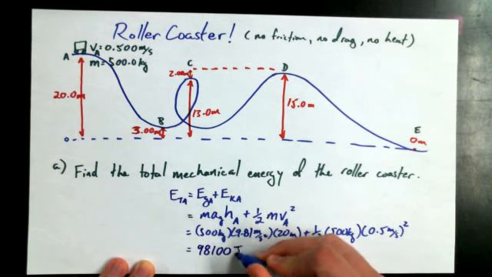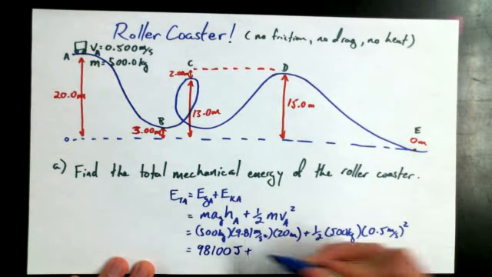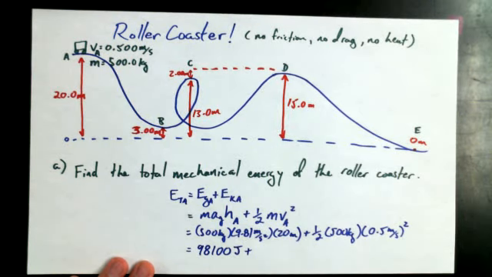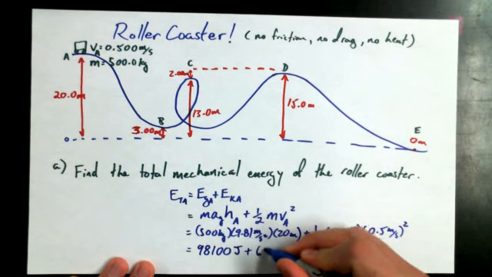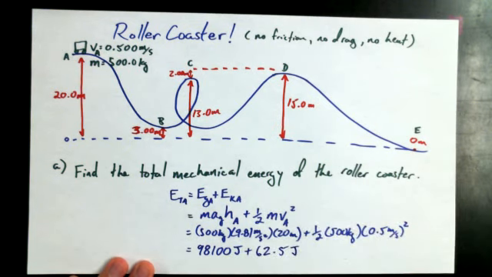98,100 joules. 500 times 20 times 9.81. The 500 times the 20 should get you quite a large number just on its own. Now for EK: half times 500 times 0.5 squared. 62.5 joules.